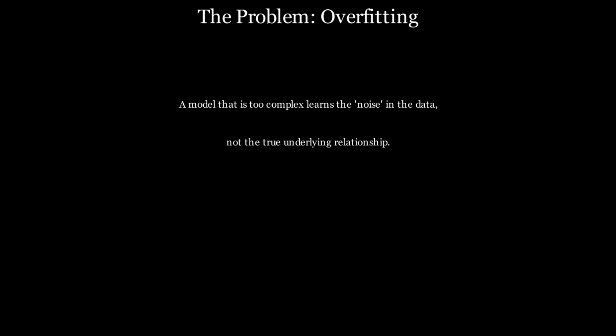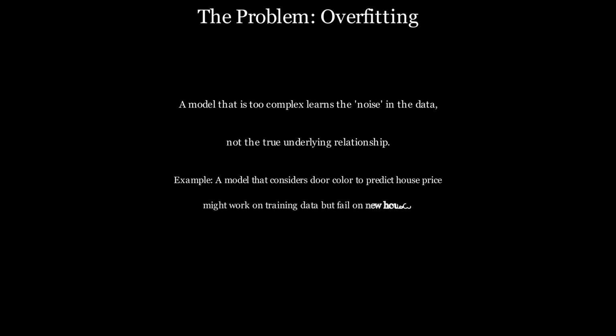This is called overfitting. Think of it like a student who memorizes every single answer for a practice test. They'll get 100% on that specific test, but they'll fail the real exam because they didn't learn the actual concepts. An overfit model performs perfectly on the data it was trained on, but fails miserably when it sees new, unseen data. For example, a model that thinks red doors increase house prices might work on training data, but fail completely on new houses.